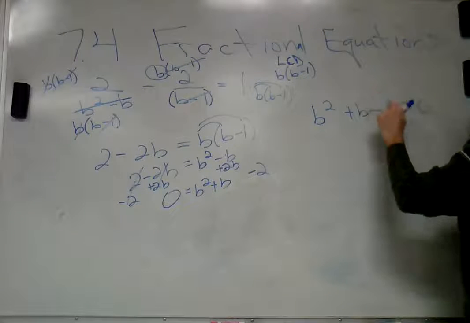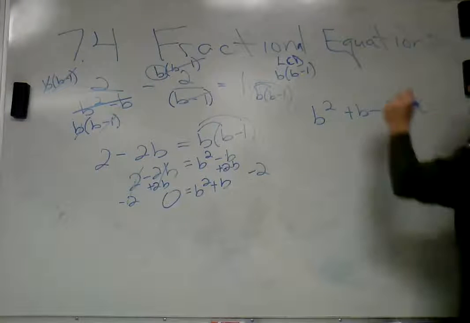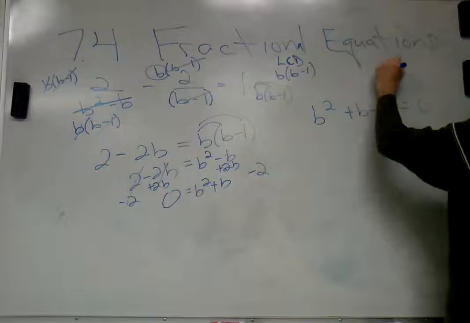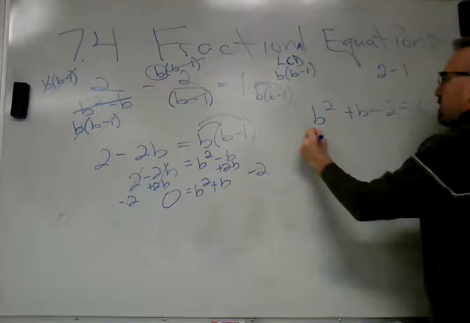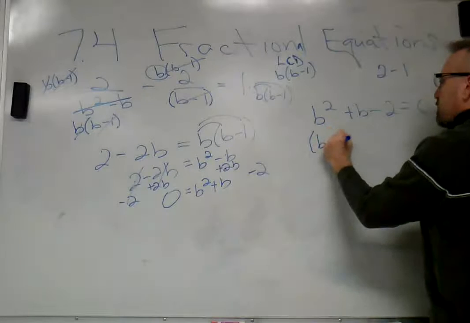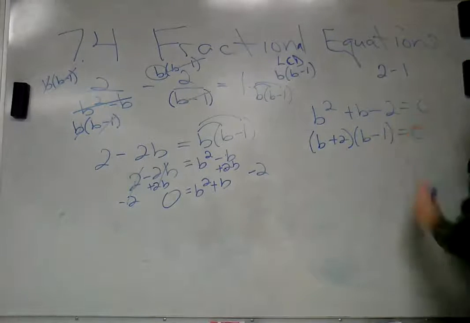Looking at factors of 2 that subtract to be 1. What are 1 and 2? 2 minus 1 gets us positive 1. And that's what we want. So we get b plus 2, b minus 1, it's still equal to 0.